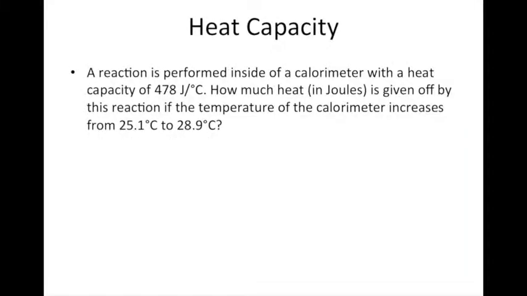So let's take a look at this problem involving heat capacity. A reaction is performed inside a calorimeter. A calorimeter is basically just a large insulated vessel used to perform reactions and study the heat transfer. So we perform a reaction inside a calorimeter. The calorimeter's heat capacity is 478 joules per degree Celsius. How much heat in joules is given off by the reaction if the temperature of the calorimeter increases from 25.1 to 28.9 degrees Celsius? So pause the video and give this problem a try.